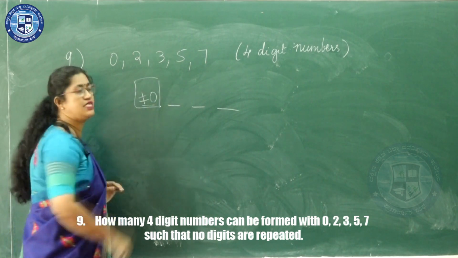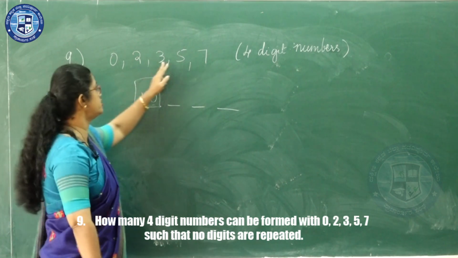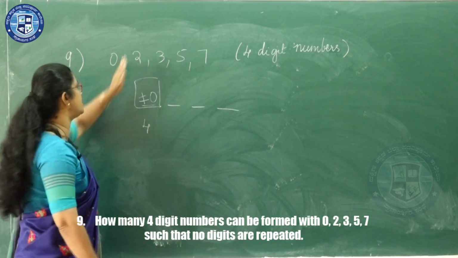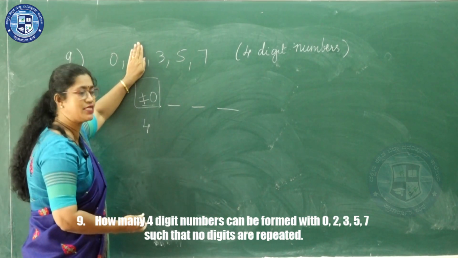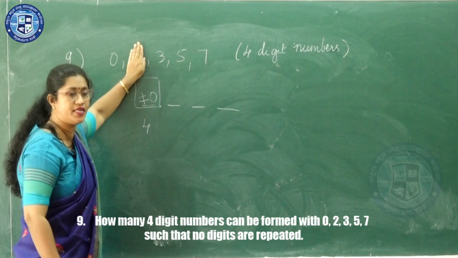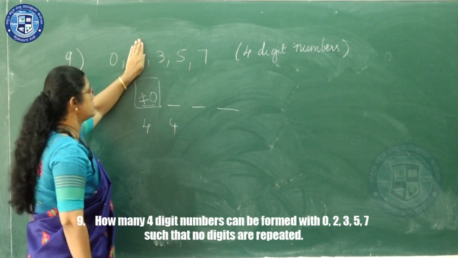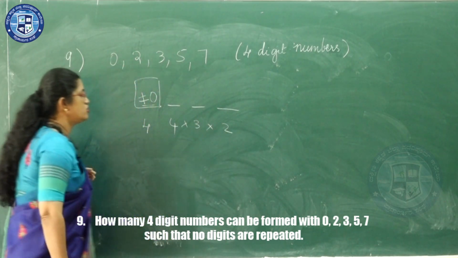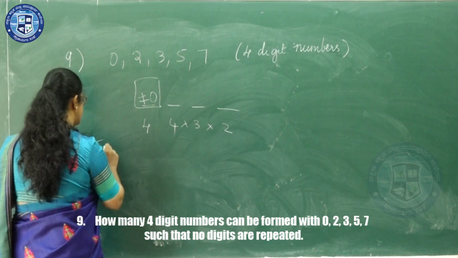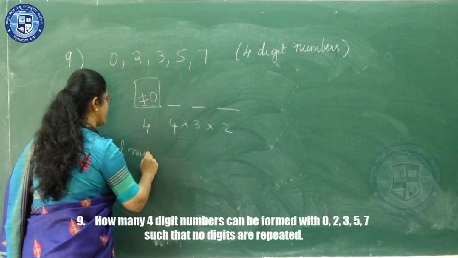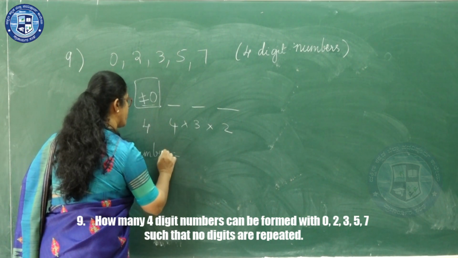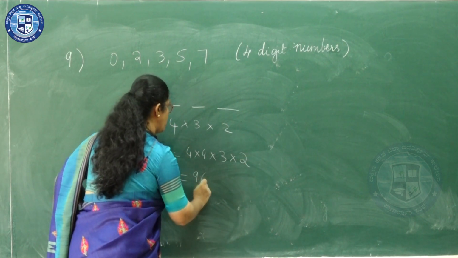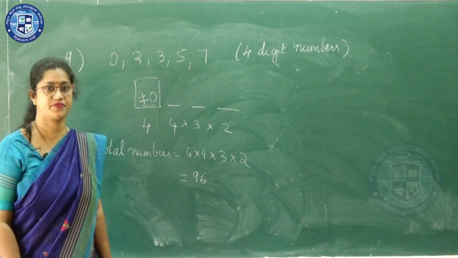If this cannot be 0, then I have how many choices? 1, 2, 3, 4 choices. Out of the 4 I can fill it with any one number. Let me say I fill it with 2. When I come to the next one, I can fill 0 again. So I have 4 choices. Now 2 numbers are gone, next is 3 choices and then 2 choices. So the total numbers is 4 into 4 into 3 into 2, which is equal to 96.